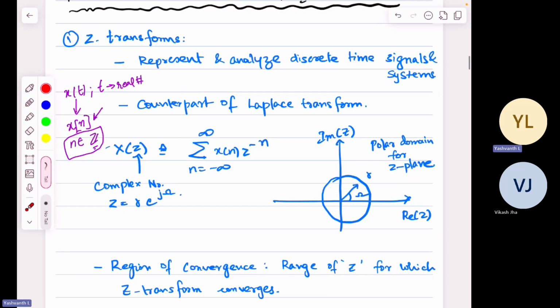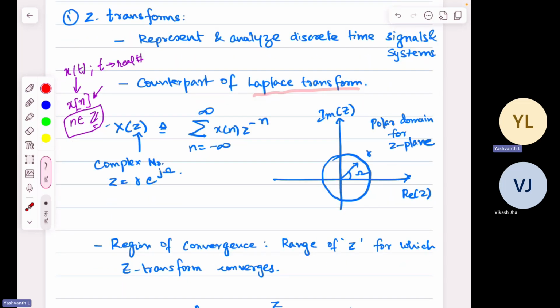So it's a counterpart of the Laplace transform. And how is the Z transform defined? X of z is defined as the sum over x of n, z power minus n, where n ranges from minus infinity to plus infinity. Just like in the Laplace transform the variable s was a complex number, here z is the letter used to denote the Z transform domain, and it's also a complex number.